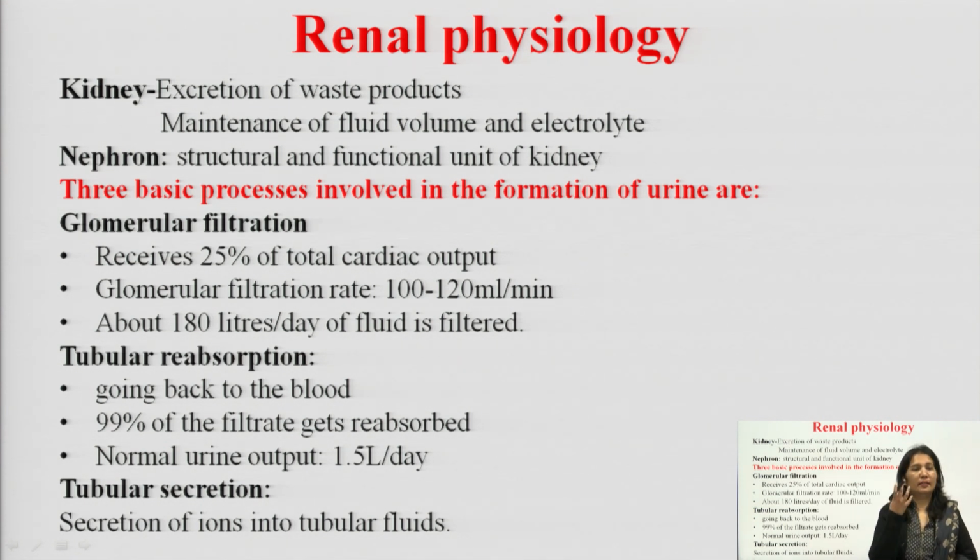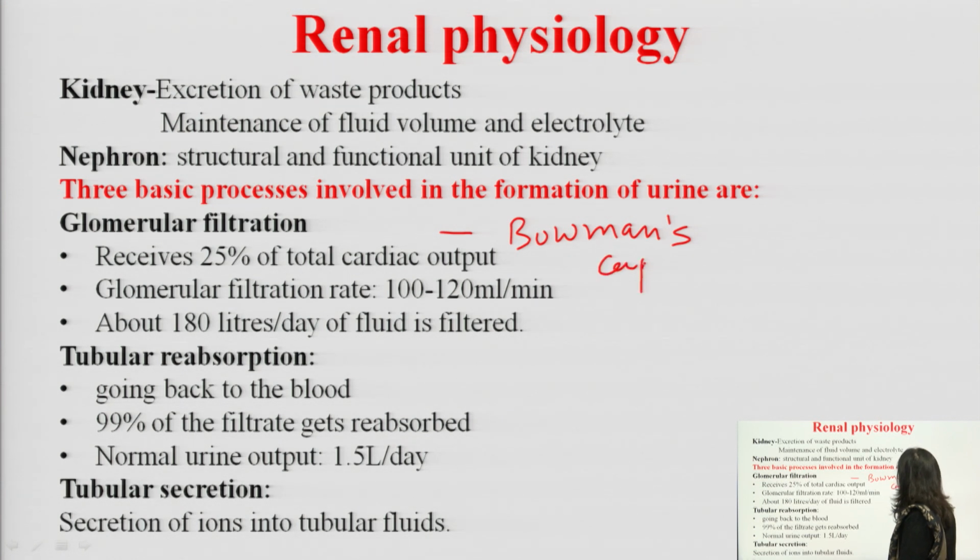As soon as blood gets filtered through the glomerulus, the filtrate comes to the renal tubule. The glomerulus and Bowman capsule receive 25% of the total cardiac output, and the glomerular filtration rate is 100 to 120 ml per minute. About 180 liters per day of fluid is filtered. Filtration occurs at the Bowman capsule, which is surrounded by a network of capillaries known as the glomerulus. We will see this further in the diagram.